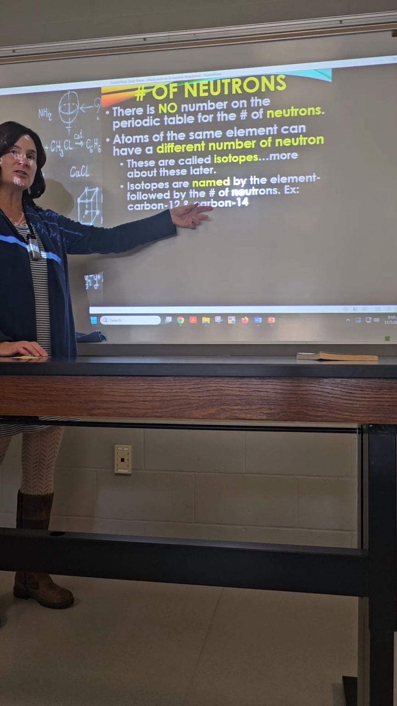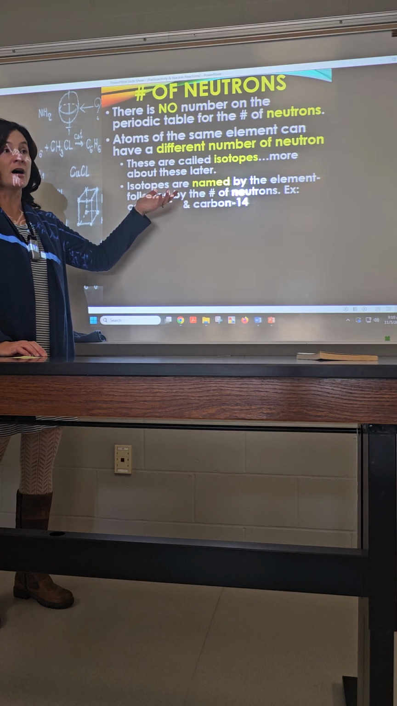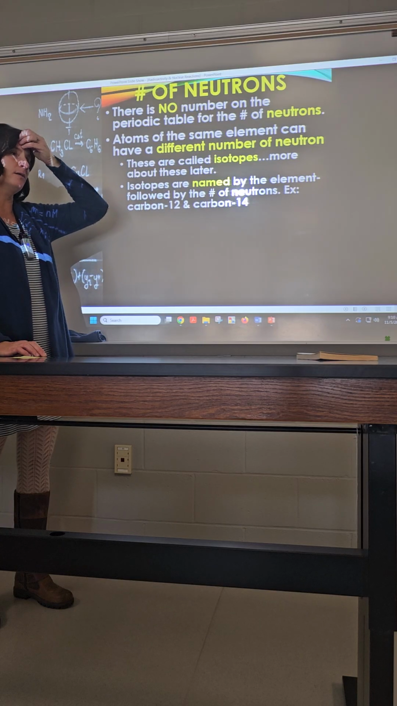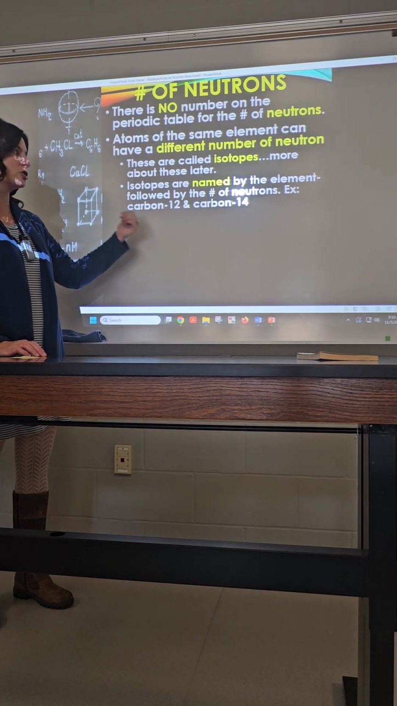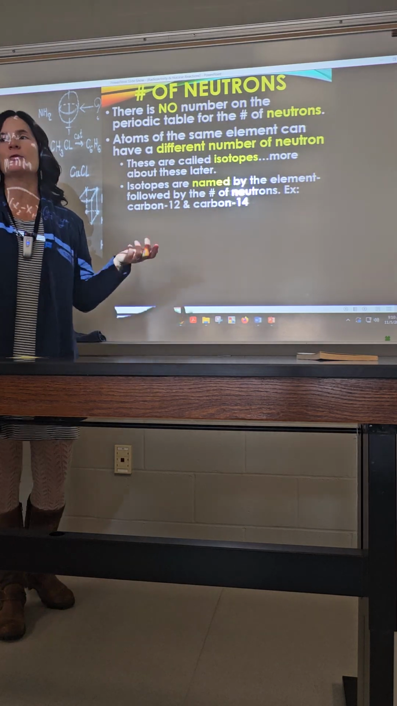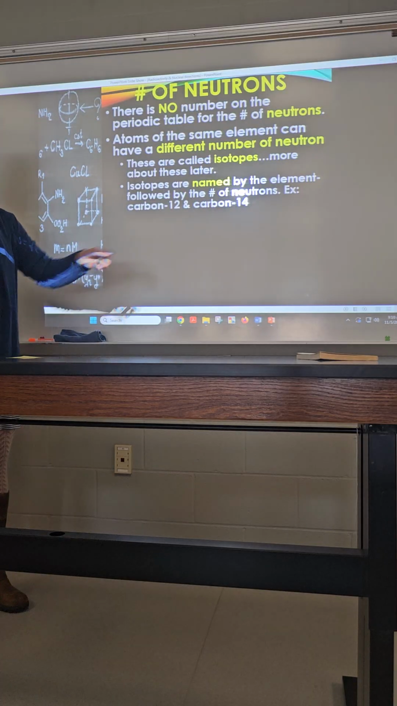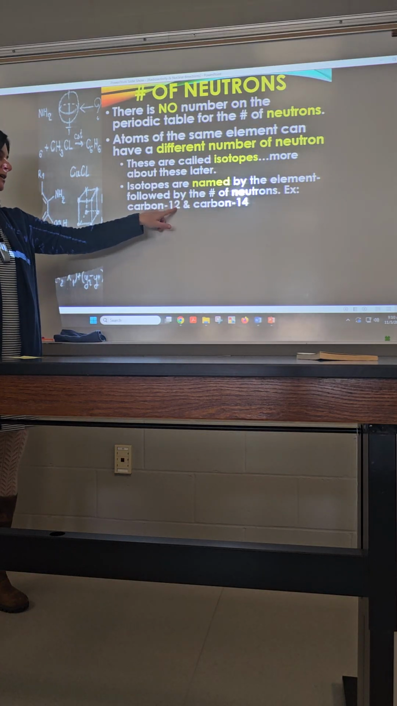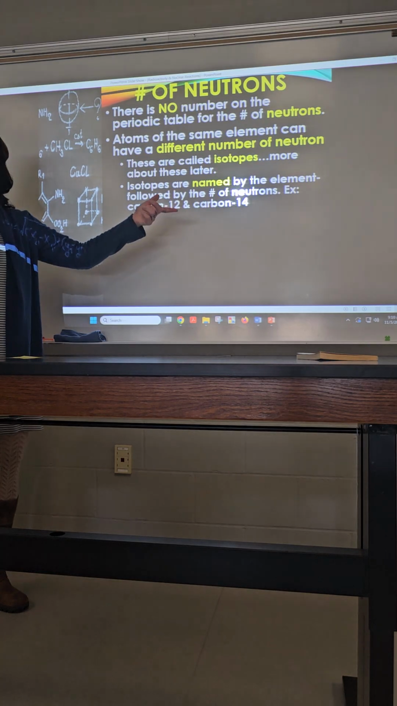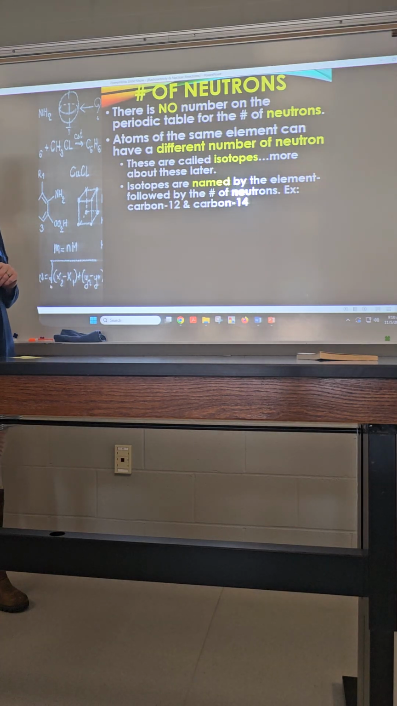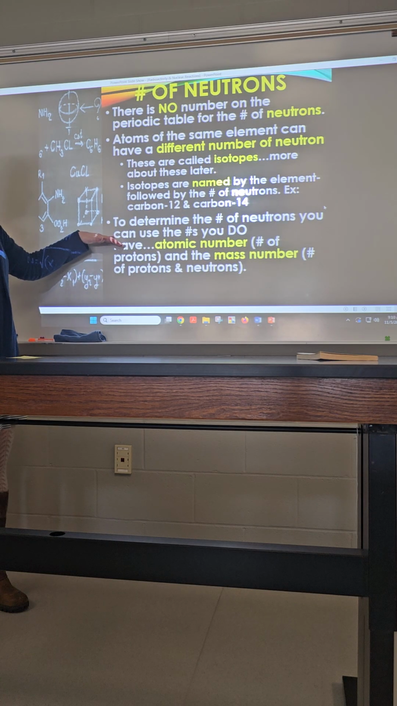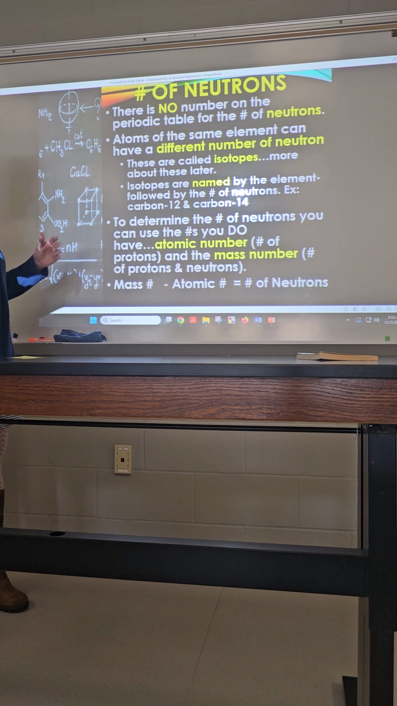And then if it's the isotope, or even the ion, if you're talking about it being charged, you have to determine that another way. And the way to do that is by looking at the mass number. So we'll name the isotope by saying carbon 12 or carbon 14, and then from there you can figure out how many neutrons it has. And just like Alexis said, you just subtract the atomic number from the mass number, and that leaves you with your number of neutrons.